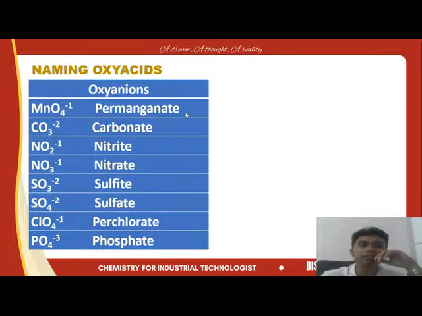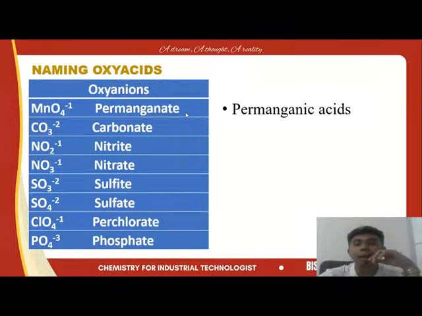We have here permanganate. If we will name it as an oxyacid, we add H or hydrogen, and it will become permanganic acid. Did you observe what changes we have here? We just omit ATE and replace it with IC, and then add the word acid. That's all.